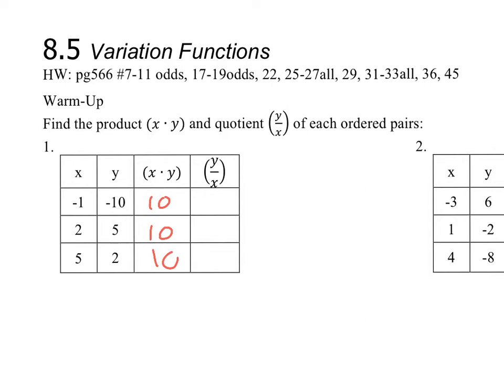Now we have to do the y divided by x column. -10 divided by -1 is positive 10. 5 divided by 2 is 5 over 2. And then we have 2 over 5. So notice that x times y is always the same, but y divided by x changes. So whenever x times y is the same for every ordered pair, that is called an inverse variation.